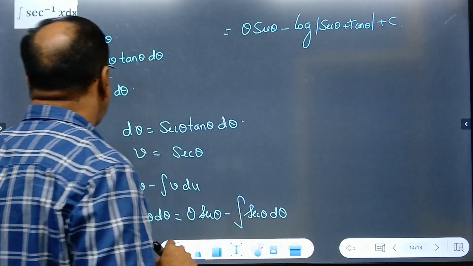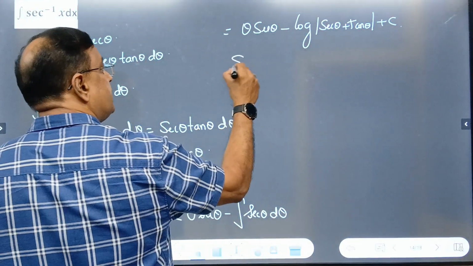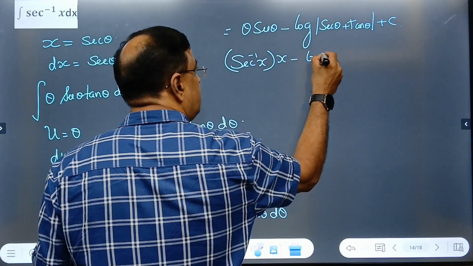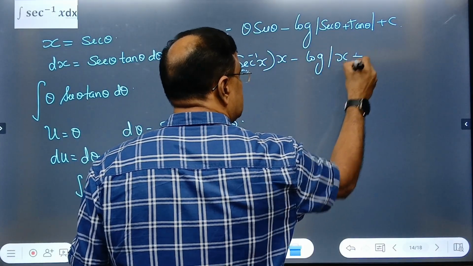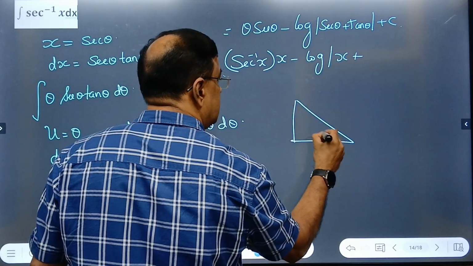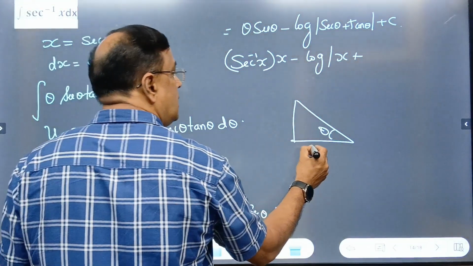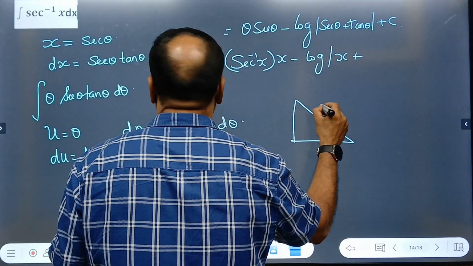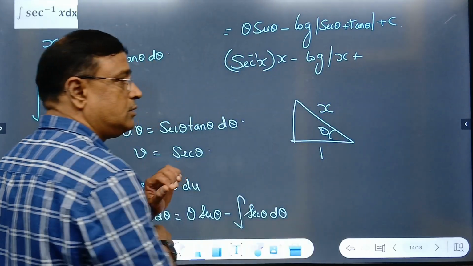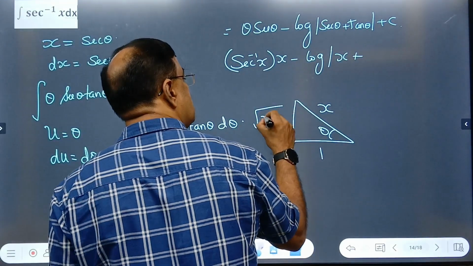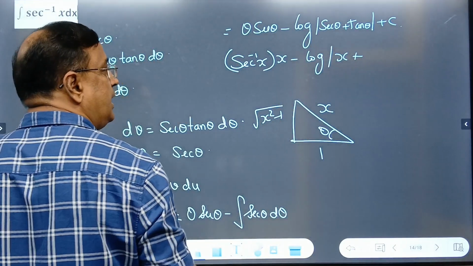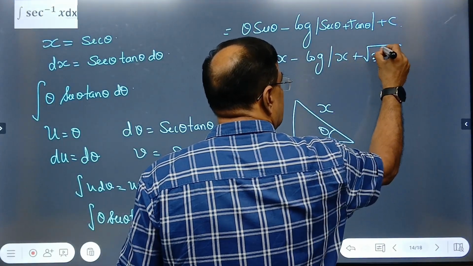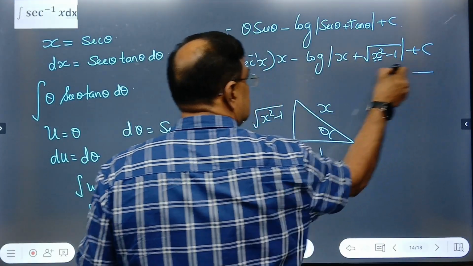Now what is theta? Theta is secant inverse of x, into x, minus log of x plus, what is tan? Draw the triangle. Secant is hypotenuse by adjacent, so by Pythagoras the opposite side becomes root of x square minus 1. So tan is opposite by adjacent, that is root of x square minus 1, plus c.